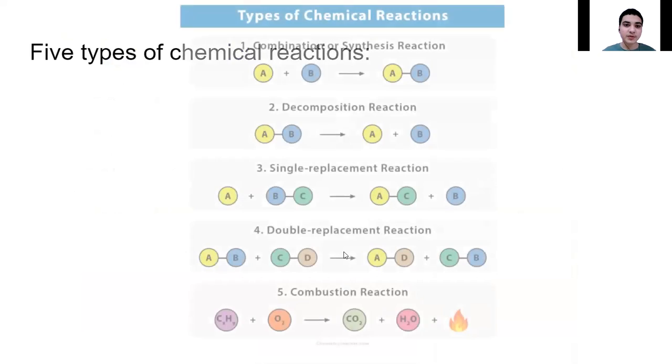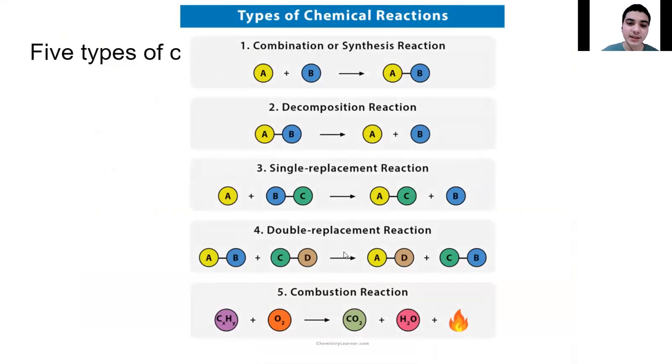Okay, so the 5 types of chemical reactions. We have synthesis, decomposition, single replacement, double replacement, and combustion. And we'll discuss each one in detail right now.